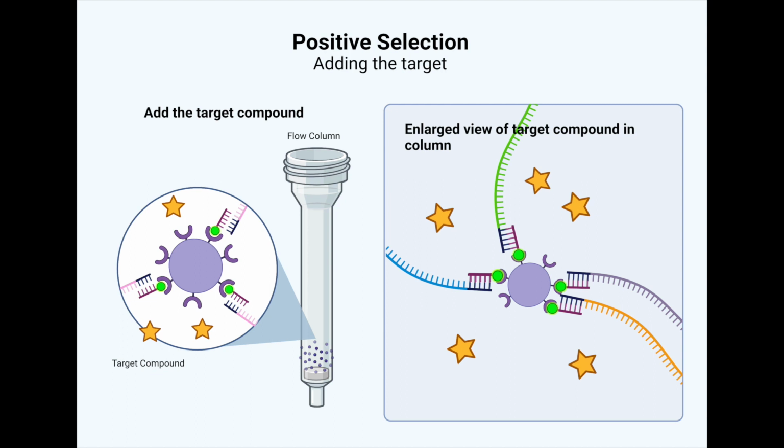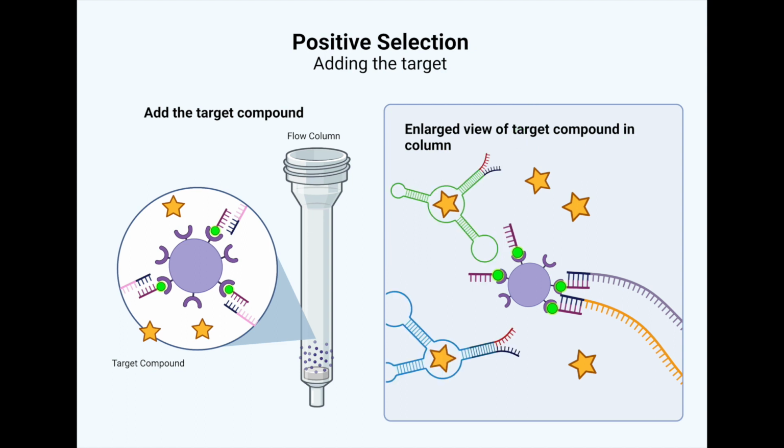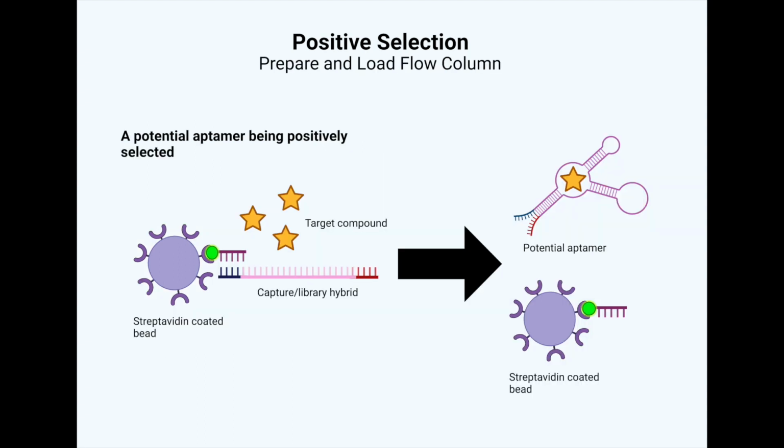The DNA strands with an affinity for the target compound will bind to the target and come off the column, while the strands with no affinity will do nothing. Here we have just one more diagram of the same thing happening. When a potential aptamer is positively selected, the entire strand of library comes off to bind to the target molecule. The capture strand is left bound to the streptavidin in the column.